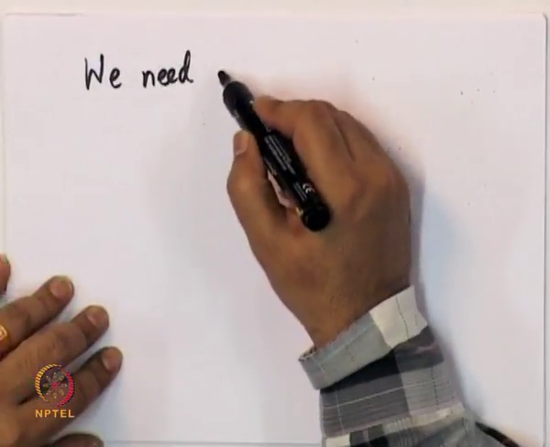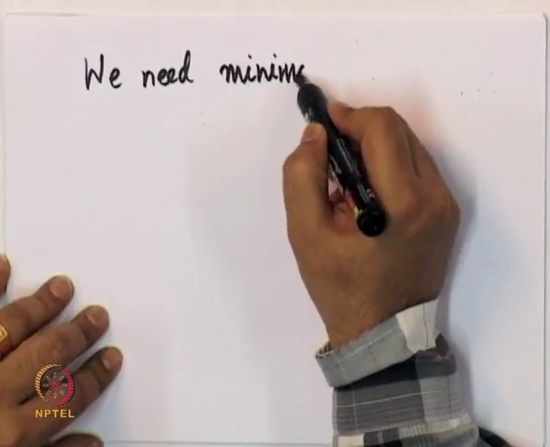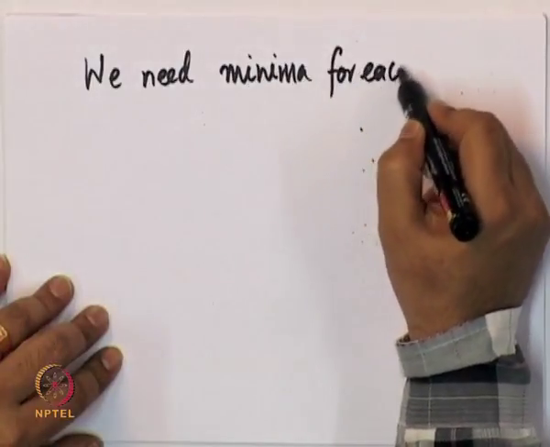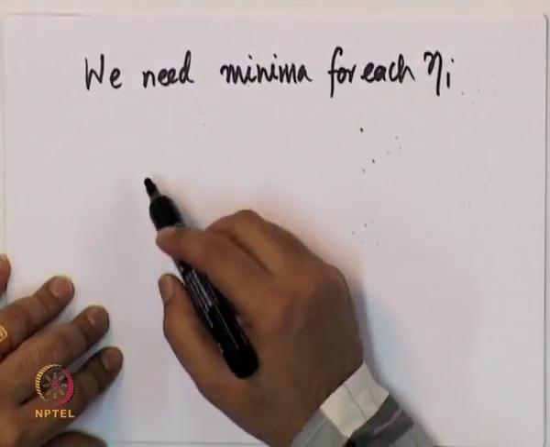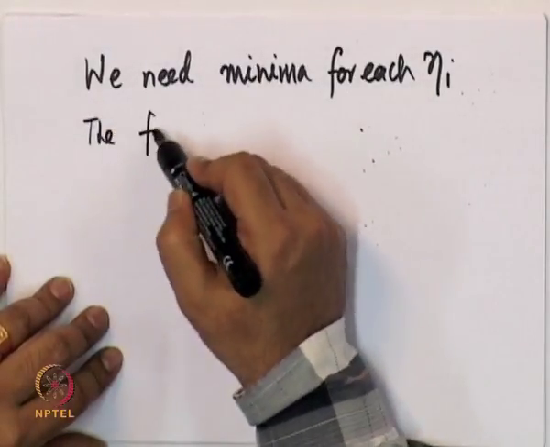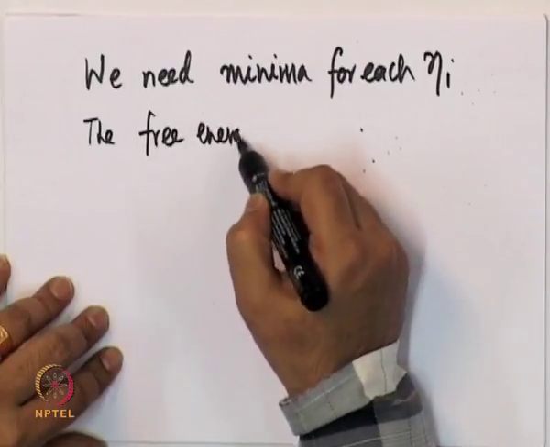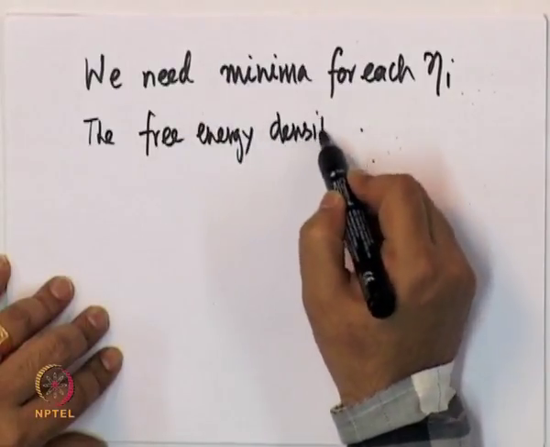It should not matter with respect to some arbitrary frame of reference how I am describing its orientation. It should not determine its free energy, which means we need a free energy such that there should be minima corresponding to each eta. Okay. So we need minima for each eta I, and the free energy, this is the bulk free energy density, right?